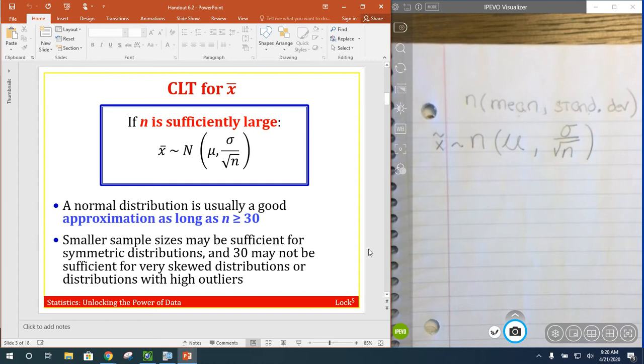A normal distribution is usually a good approximation as long as n is greater than or equal to 30. It says smaller sample sizes may be sufficient for symmetric distributions, and 30 may not be sufficient for a very skewed distribution or a distribution with high outliers.